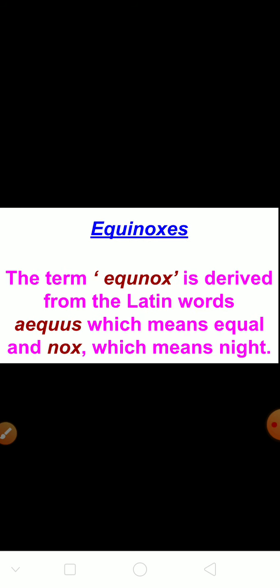Afterwards, see here, equinoxes. The term equinox is derived from the Latin words aequus, which means equal, and nox, which means night. An equinox occurs when the sun is overhead at the equator. During an equinox, days and nights are equal all over the earth. Equinoxes occur twice a year, generally around March 20 and September 22.